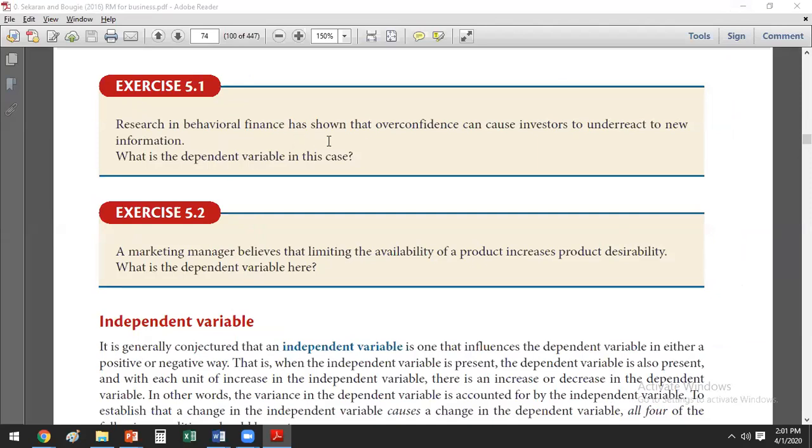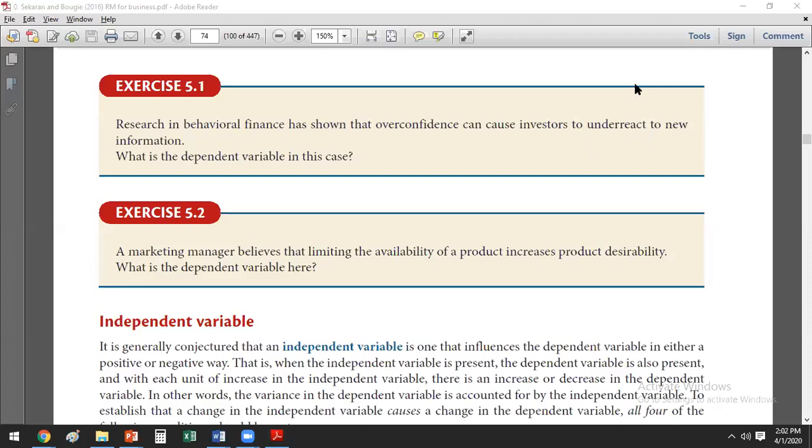Research in behavioral finance has shown that overconfidence can cause investors to underreact to new information. Overconfidence can cause investors to underreact to new information. You try to understand that overconfidence is causing investors to underreact. Underreact is our variable, and we are investigating underreaction. Underreaction to new information is our investigation.